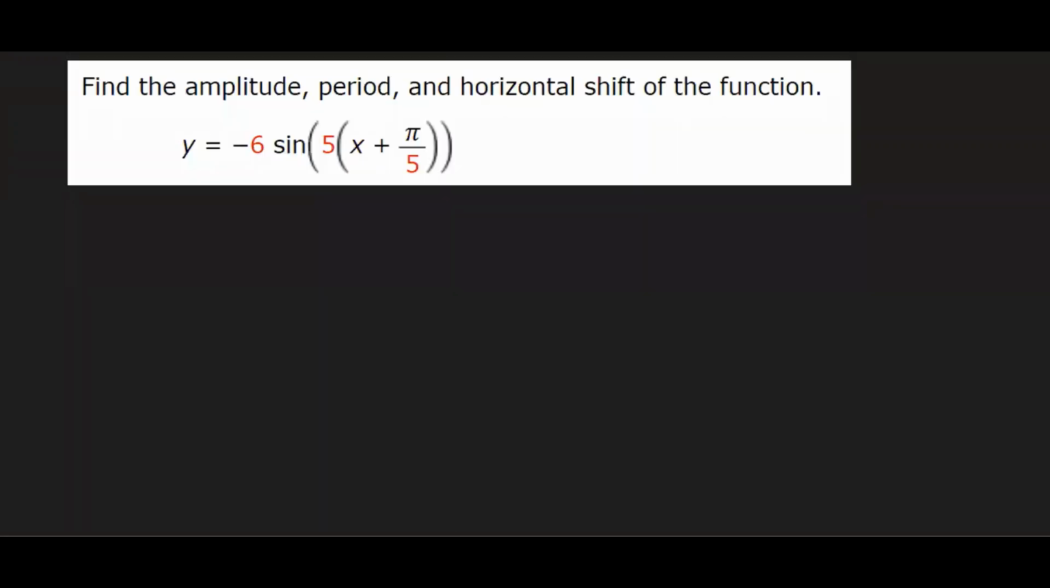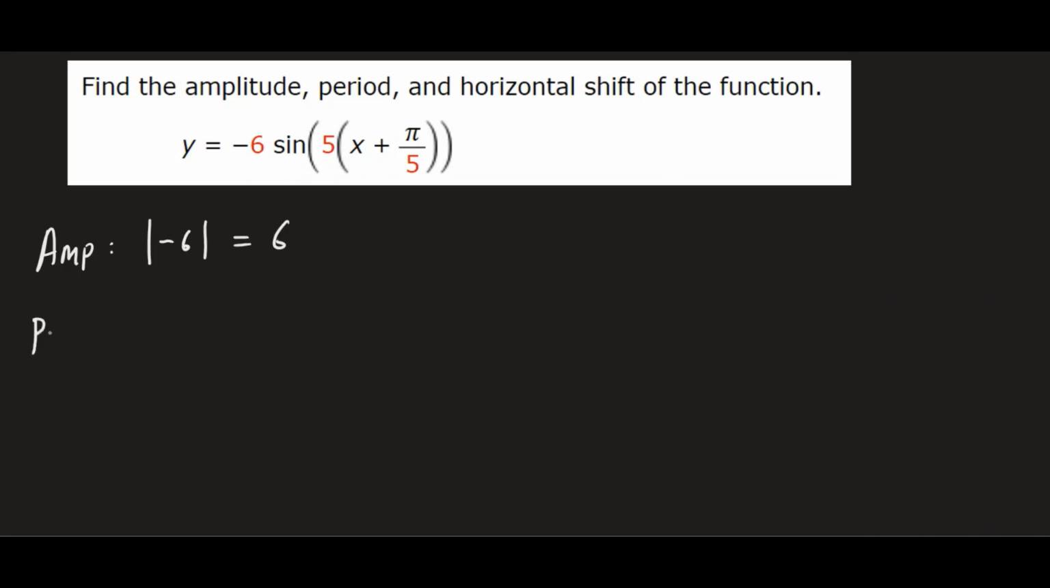Okay, so here's our first example. We want to find the amplitude, the period, and horizontal shift of this function, and we also want to graph it after all. The amplitude of this function is going to be the absolute value of a, which is -6, so that would be 6. So the amplitude of this function is 6.